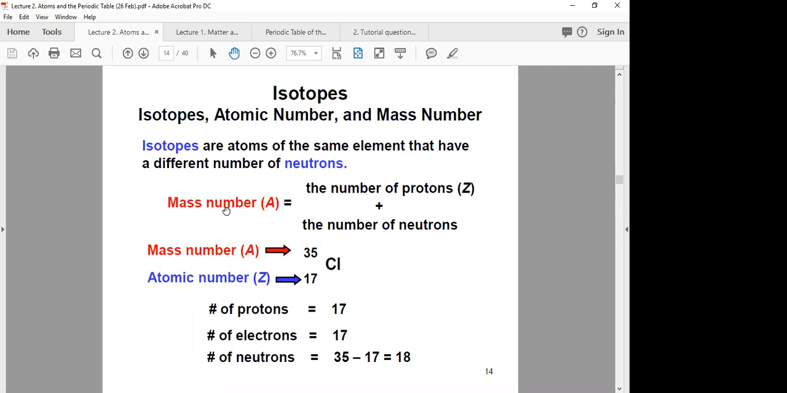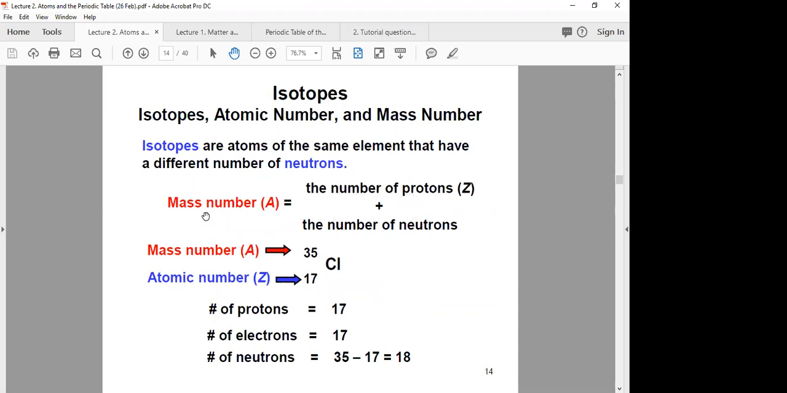Okay, so that brings me to a new concept here called the mass number, and the abbreviation is A. The mass number will tell us the number of protons plus the number of neutrons combined. It will tell us the total number of both protons and neutrons.